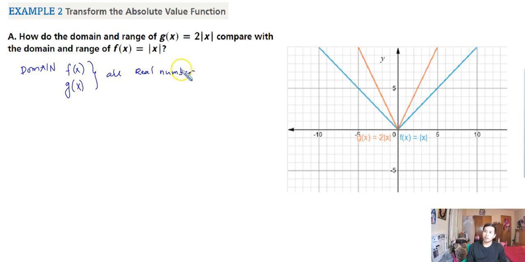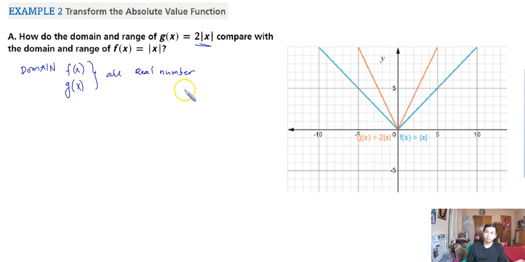Because the absolute value expression produces only non-negative values. So the range of f is y is greater than 0, and then multiplying the absolute value of x by a positive factor. So in this case, we are multiplying the absolute value of x with a positive factor, non-negative 2. So the range of g is also y is greater than 0.